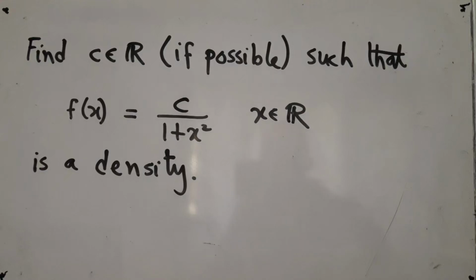Find a constant c in R, if that's possible, such that this function is a density. Observe that in this case the supporting interval is the entire R. So your job is to check if such a c is possible, and if so, to find it.